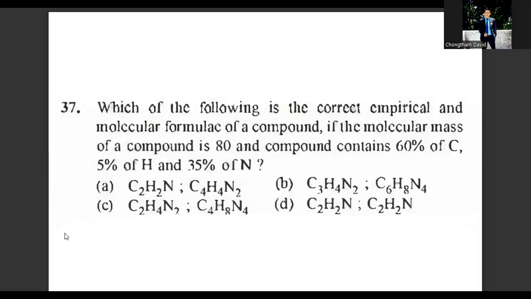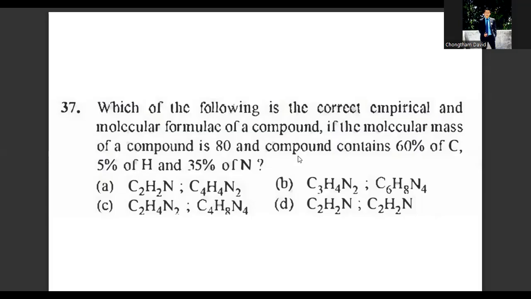Question 37. Which of the following is not the correct empirical and molecular formula of a compound? If the molecular mass of a compound is 80 and the compound contains 60% of carbon, 5% of hydrogen and 35% of nitrogen. So let us see the question. 100 gram of compound will be present here, and the number of moles of nitrogen would be 35 divided by 14, that is 2.5. The number of moles of hydrogen will be 5 divided by 1.008. It gives 4.9. The moles of carbon is 60 divided by 12, which is 5.